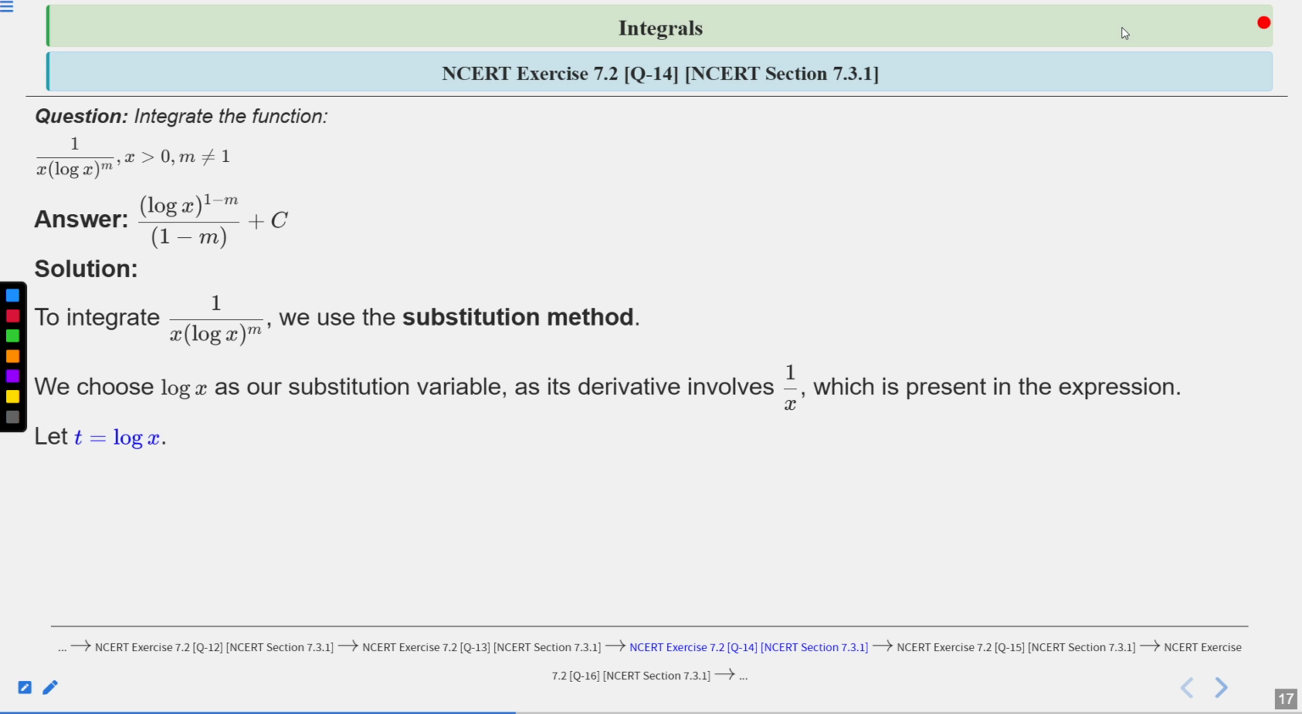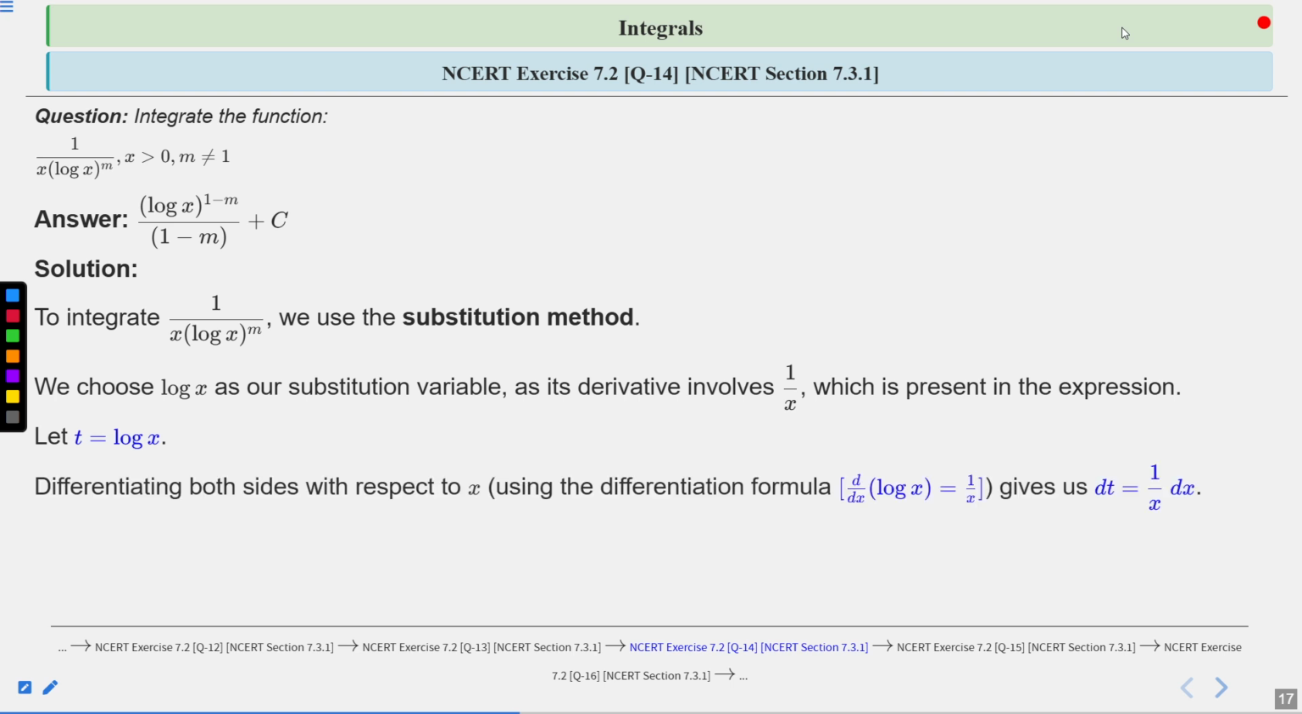Let t is equal to log x. Differentiating both the sides with respect to x using the differentiation formula, which is d upon dx of log x is equal to 1 by x, gives us dt is equal to 1 by x dx.